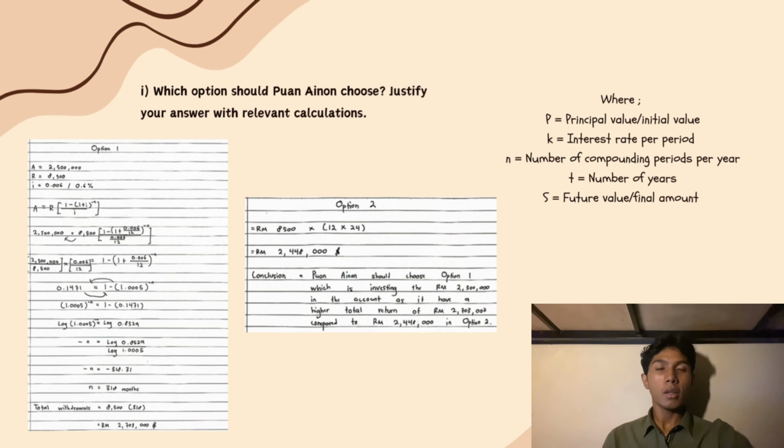2,635,000. In option 2, she joins a retirement plan that provides 8,500 per month for 24 years. By the calculations of 8,500 times 12 and times 24, we can get 2,448,000 as the total amount. By comparing the 2 options, option 1 offers a higher total payout. Therefore, Puan Ainun should choose option 1 as it provides her with a better financial outcome in the long term.